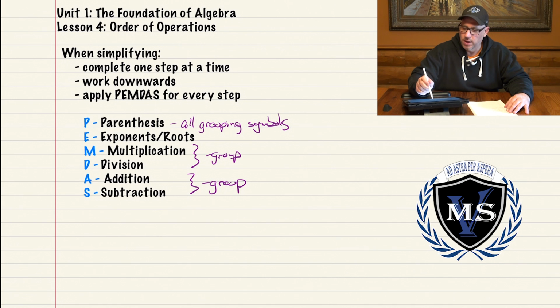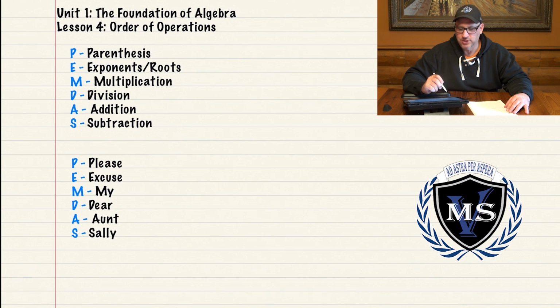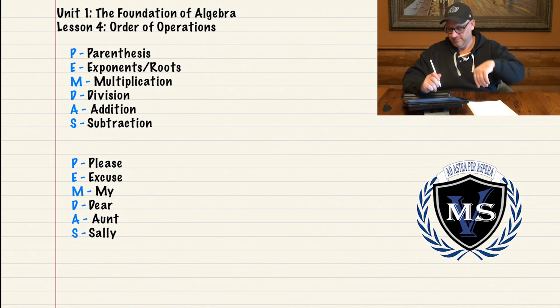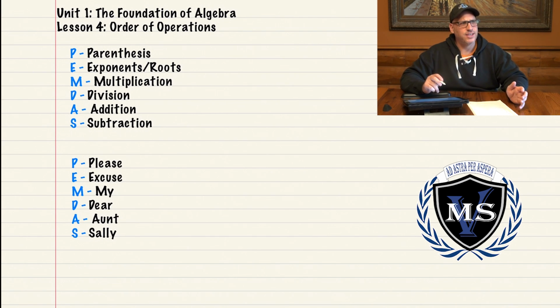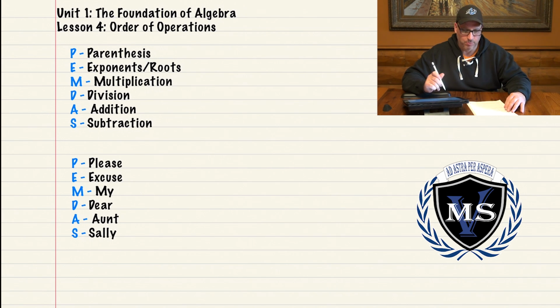Now, to help you memorize PEMDAS, there's this creative little acronym that goes with it. Please excuse my dear Aunt Sally. You may have heard that. That's the one that's most common. Please excuse my dear Aunt Sally. She has gas. Shh, just kidding. Anyway, I've heard many other things too. I've heard something about purple elephants. My students have told me about Please excuse my day at school. So there's a lot of different things that you could do, but please excuse my dear Aunt Sally is the easiest way to remember it.